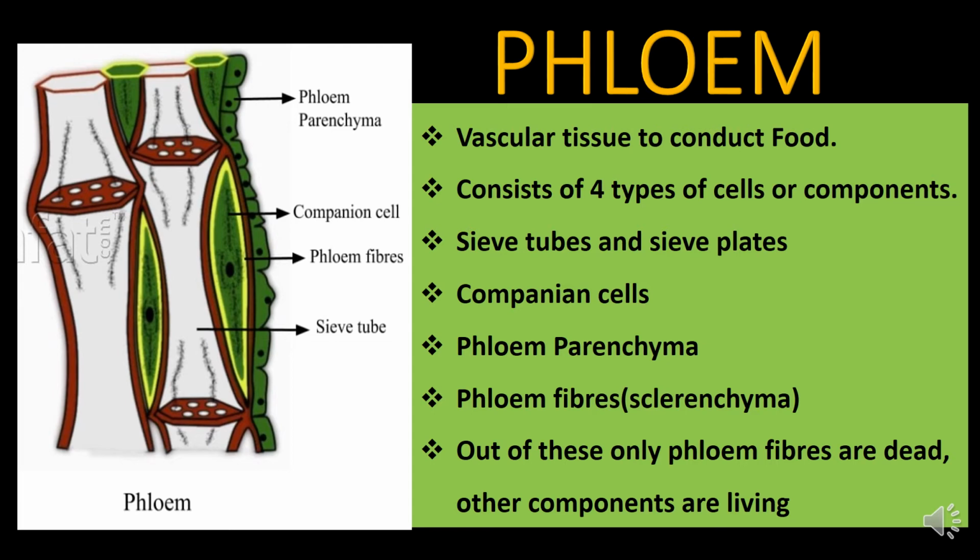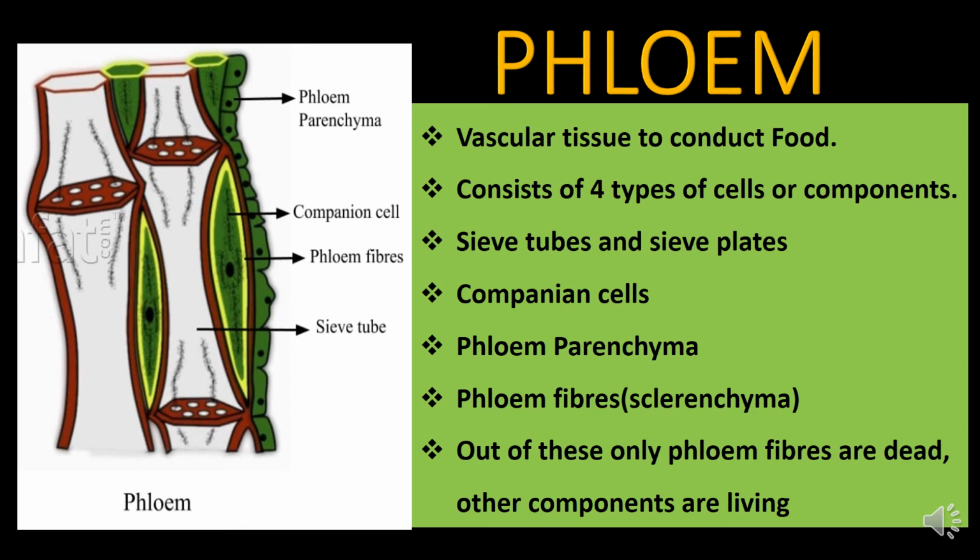The first type of cells are sieve tubes or sieve plates, which are collectively called sieve elements. Then companion cells, phloem parenchyma and phloem fibers or phloem sclerenchyma. So these are the four components of phloem tissue. Out of these four components, only phloem fibers are dead. Other components are living. So this is the basic difference between xylem and phloem, that phloem consists of living cells because the movement of nutrients through phloem is a kind of transportation which requires energy.